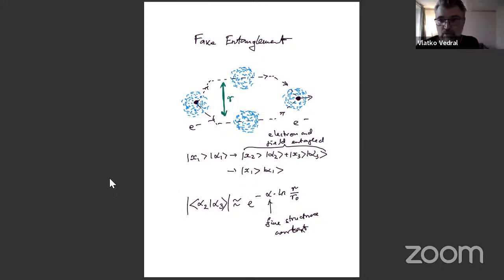All our experiments so far take a charge, which in this picture has this coherent state cloud, if you like, of scalar field around it. Then you make a superposition of this charge, and it's at this point that the charge becomes entangled to the electromagnetic field.